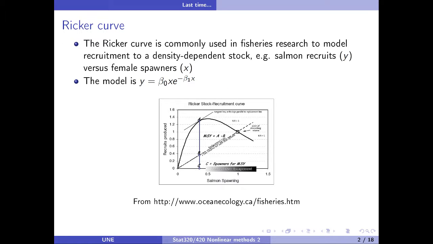We're going to use the Ricker curve example again, so we'll just do a brief overview of what we discussed last time, where the Ricker model is y equals beta naught x e to the minus beta 1 x, and we get this telltale curve where we have a hump and then it decreases over time.